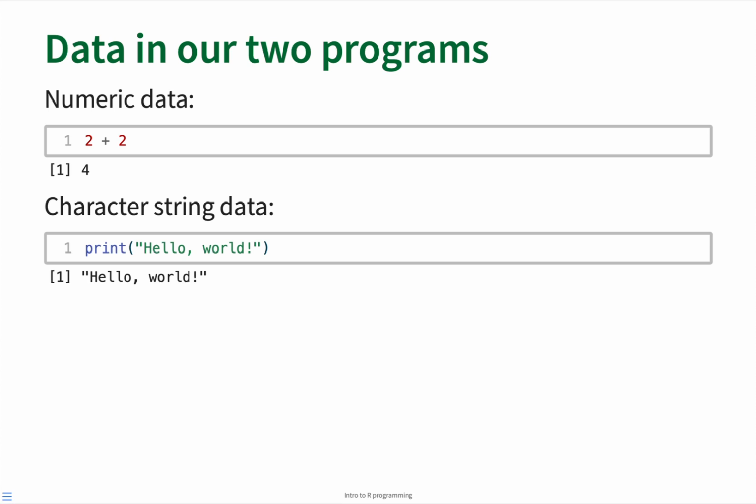In the first example, the addition, we have two numeric values, the numbers 2 and 2. In the second program, the print function, we have a series of letters and other symbols. These are called characters, and the entire sequence is referred to as a character string. These are just two examples of the types of data that we can use in R.